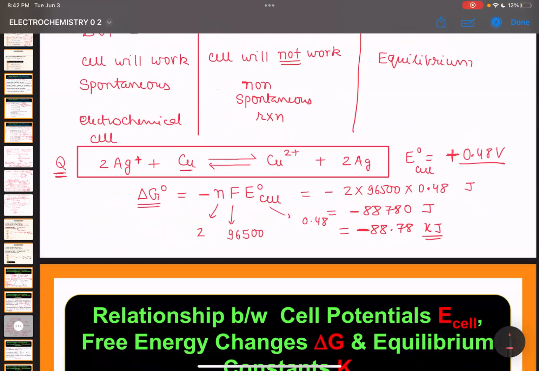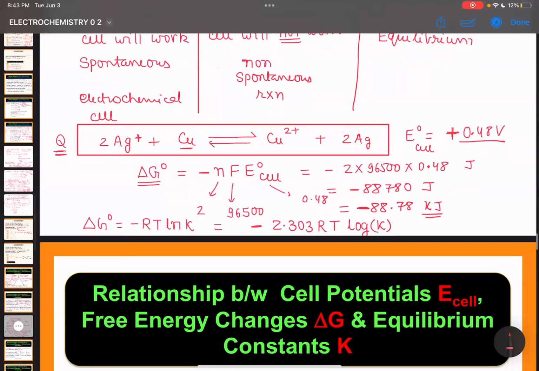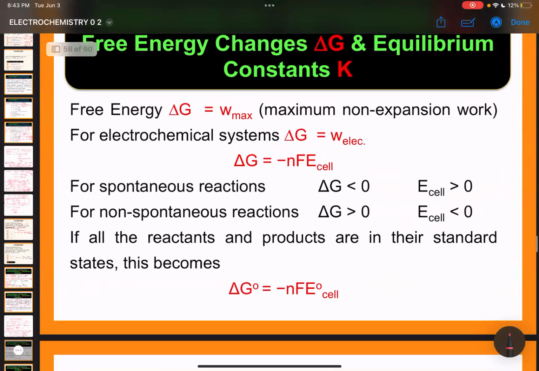Equilibrium constant can be found out by using delta G naught equal to minus RT ln K. ln is log to the base e. So I will simplify it: minus 2.303 RT log K. R is the gas constant, T is the temperature in Kelvin, and K is the equilibrium constant. So standard Gibbs free energy change can be used to calculate the equilibrium constant of a reaction.